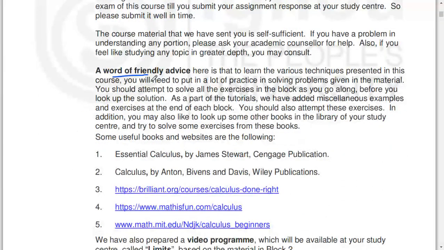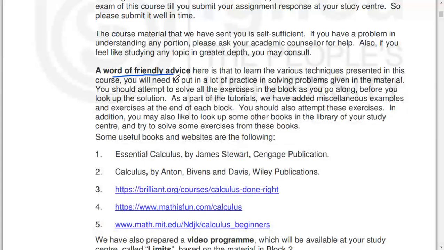A word of friendly advice here is that to learn the various techniques presented in the course, you will need to put in a lot of practice in solving problems given in the materials. You should attempt to solve all the exercises in the blocks as you go along, before you look up the solution. As a part of the tutorials, we have added miscellaneous examples and exercises at the end of each block. You should also attempt these exercises in addition. You may also like to look up some other books in the library of your study center and try to solve some exercises from these books.